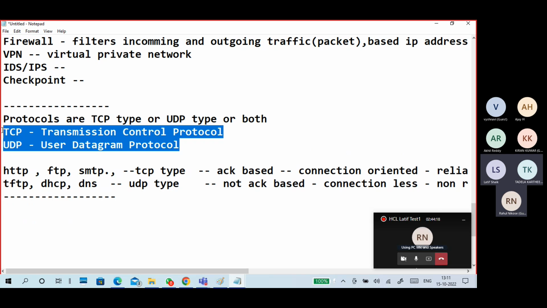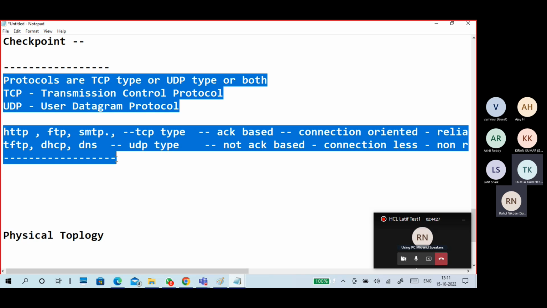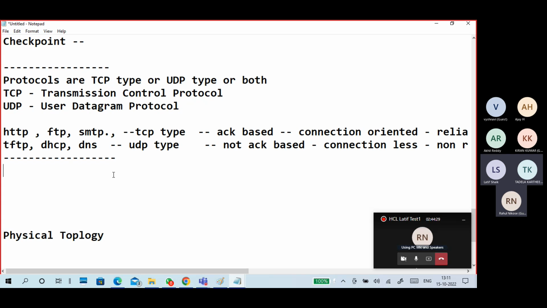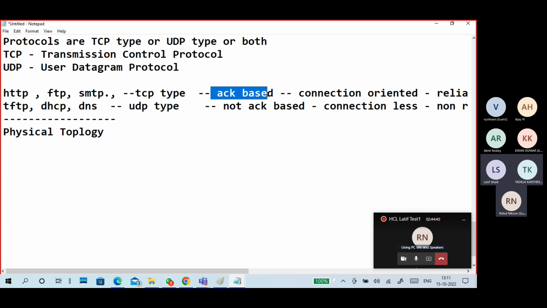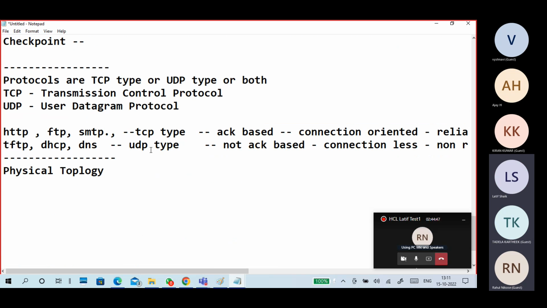Transmission control protocol, user datagram protocol. So TCP type protocols are there, UDP type protocols are there. TCP type are acknowledgement based, UDP type are not acknowledgement based. And those are not devices. TCP and UDP are protocols.